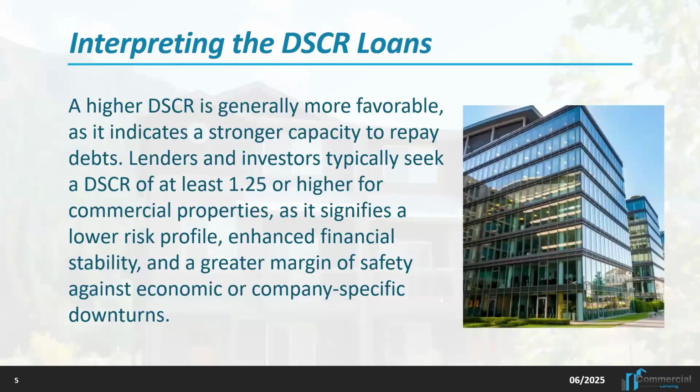Okay, now we'll discuss interpreting the DSCR. Actually, a higher debt service coverage ratio indicates better repayment capacity and is preferred by lenders. Typically, a DSCR of at least 1.25 is sought for commercial properties, reflecting lower risk, greater financial stability, and increased protection against economic downturns.